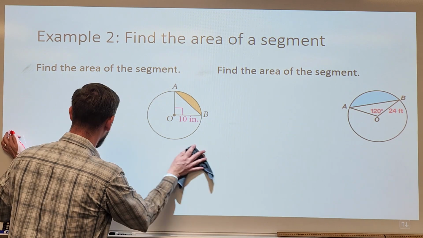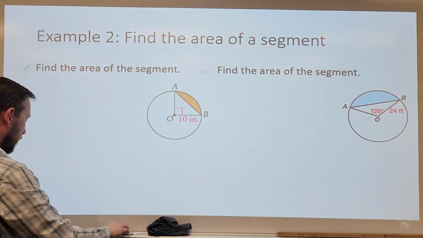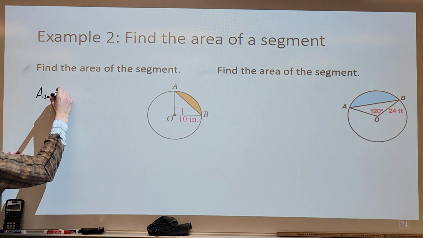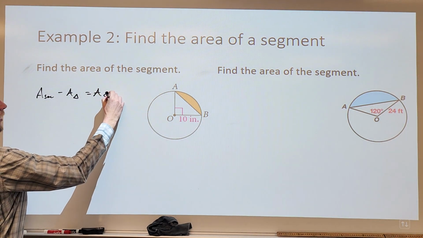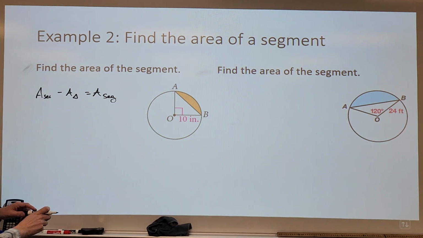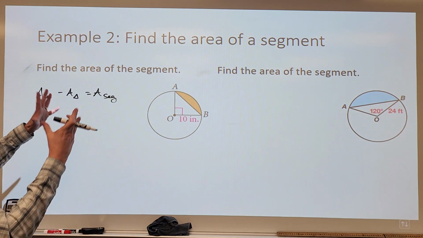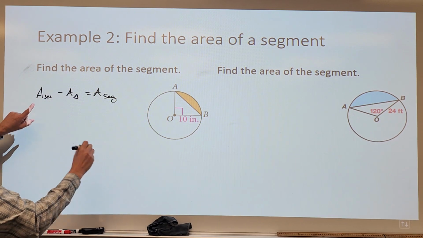So I want to explain two things, and I'm going to do both of these for us. If I want to find the area of this segment, then that means I need to find the area of the sector minus the area of the triangle to get the area of the segment. All right, so I'm going to take the area of the sector, AOB, and I'm going to subtract the area of the triangle, AOB, to find the area of the segment, AB. It's kind of a weird notation, and so we're just going to try to generalize this and make this as easy as possible.